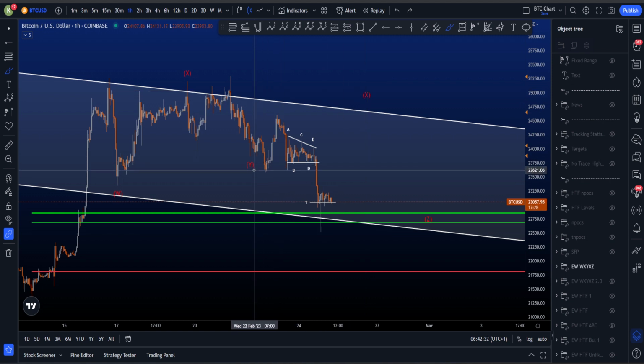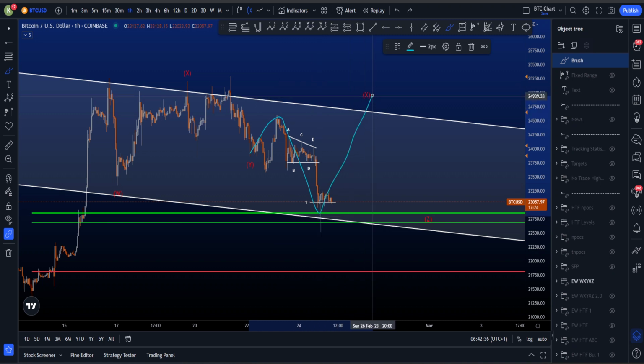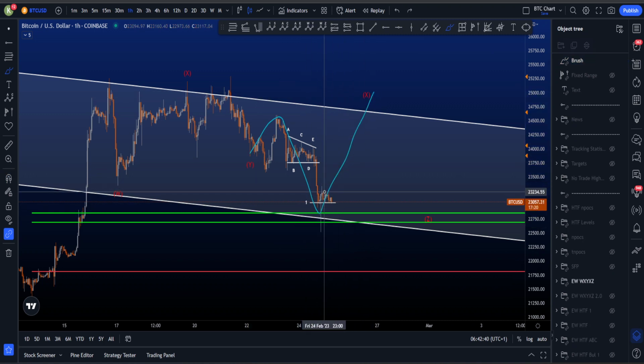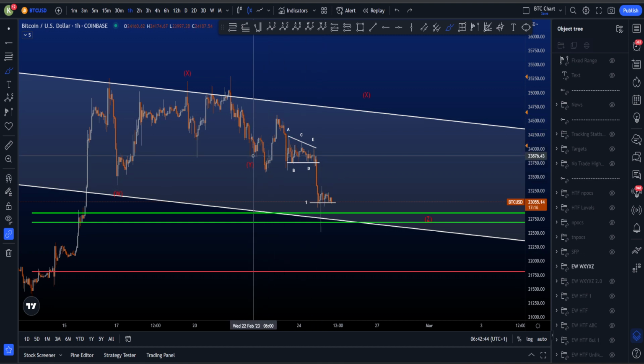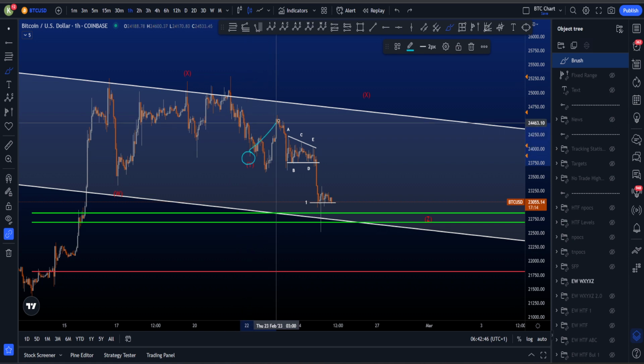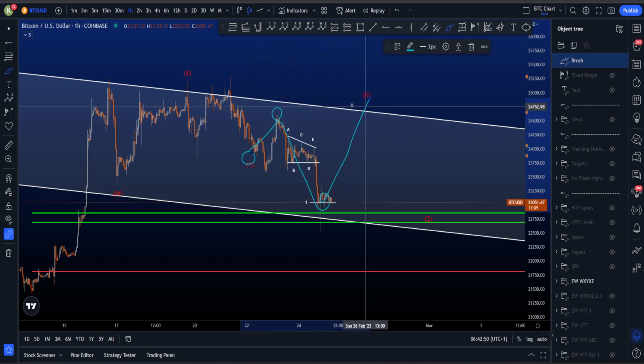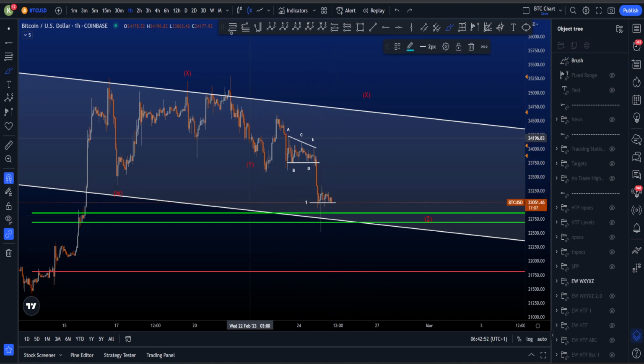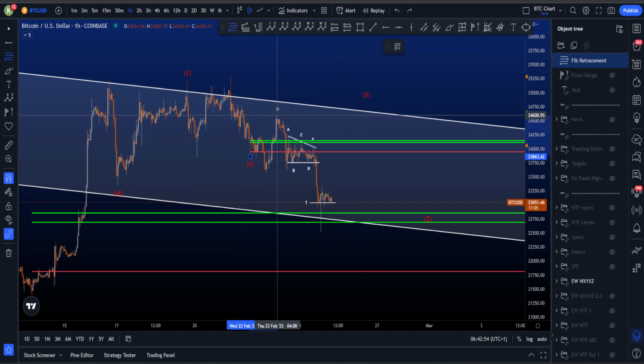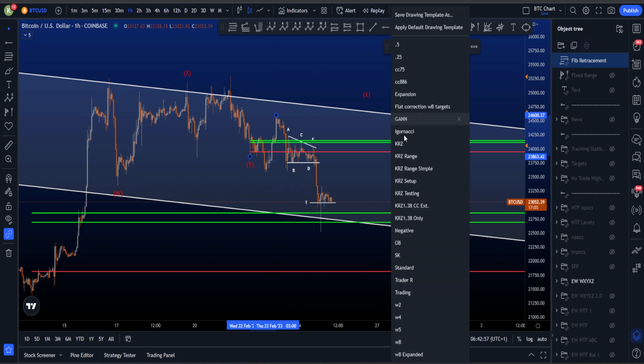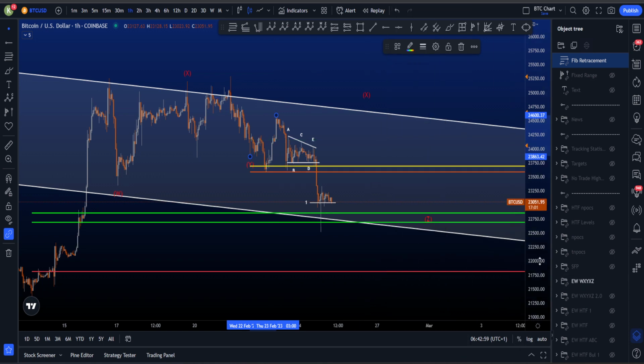in this case would then be an expanded flat, because then this is an A, this should be a B, and this is a C, then wave B is very unusually deep compared to A. So if this is the starting point of A, this is the high of A, then this is the low of B, and then we expect C up, then B is super low, because the usual target for a wave B in an expanded flat is this area that you see on the chart right now.